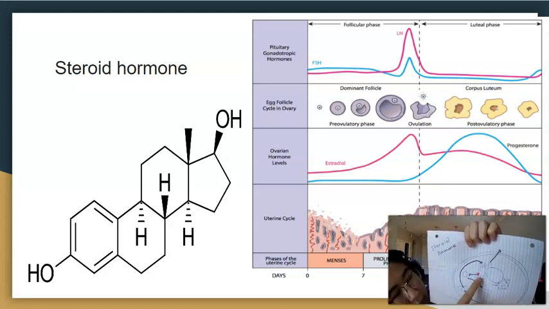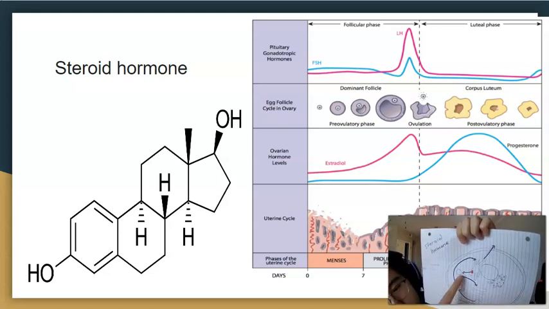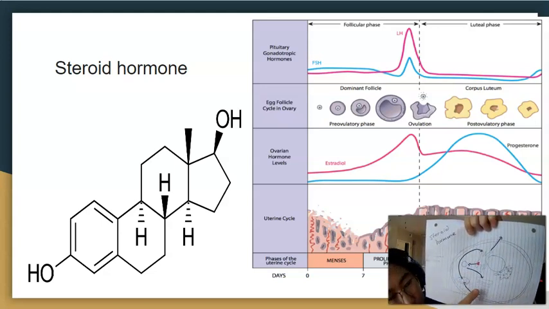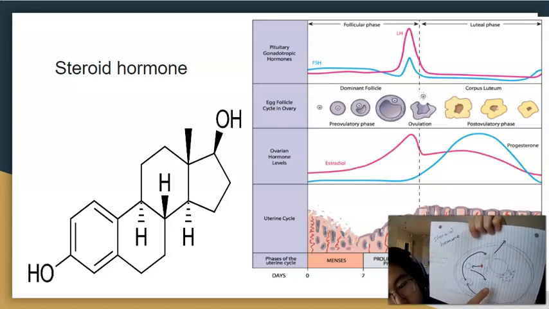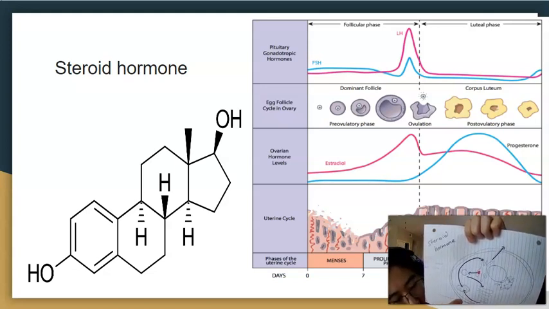In the smooth ER, we'll have cholesterol, which will be released and put into a transport vesicle. This transport vesicle will then move towards the Golgi apparatus, which is right here. So we get packaged, we'll get told where to go, and we will head towards the mitochondria. Here in the mitochondria, we'll be in the inner membrane.